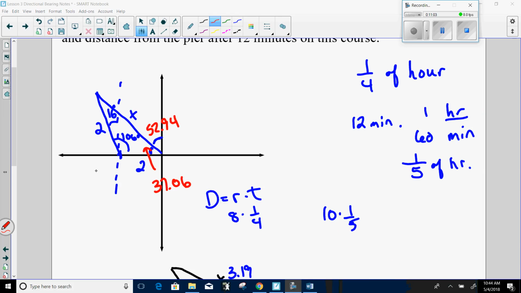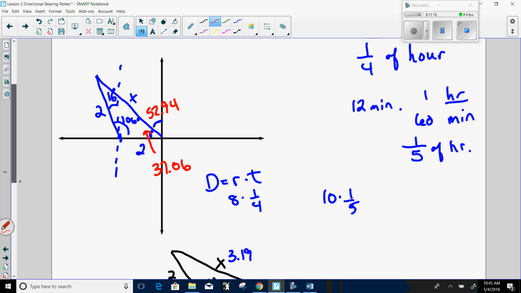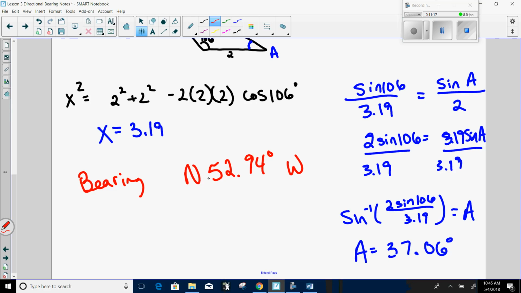First, okay, so 52.94 is the angle here. We have to do our bearing based off the north line. So from the north line, we rotate 52.94 degrees to the west. So then our bearing would read north from the north line, 52.94 degrees to the west.